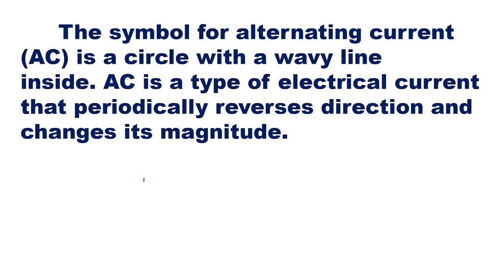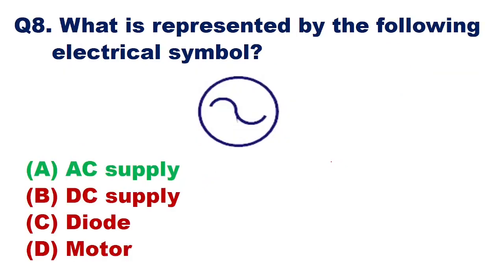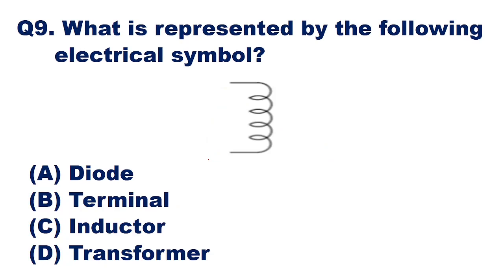So if you remember the waveform of AC, positive and negative half cycles like this. So this will go on positive, negative half cycles. So if you have this wave which reverses its direction, and if you put it in a circle, it is a symbol for AC supply. So here you can see the option A is the right answer. That is, the above symbol shown is of AC supply. Then we'll go to the next question.